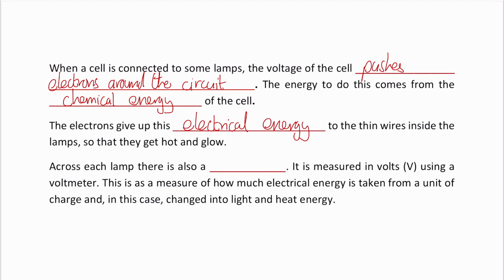Here we're getting about 1.48 volts, which is what we had the last time, 1.49. So the amount of energy going into the circuit, which is measured by voltage really, is going to equal the voltage out. So across each lamp there is also a voltage. It's measured in volts too, and it's a measure of how much electrical energy is taken from a unit of charge.